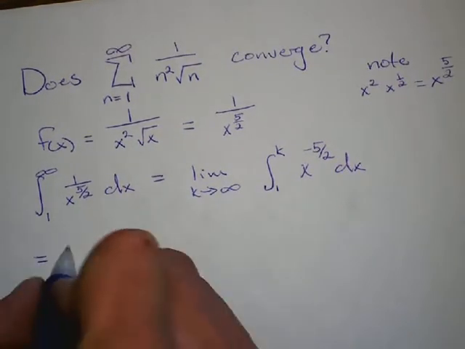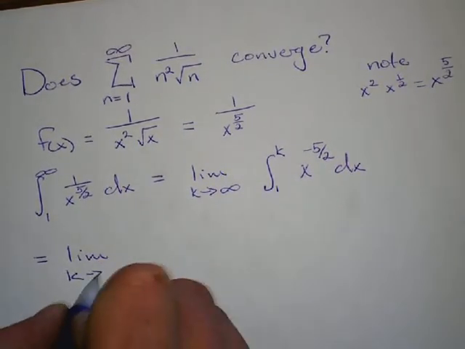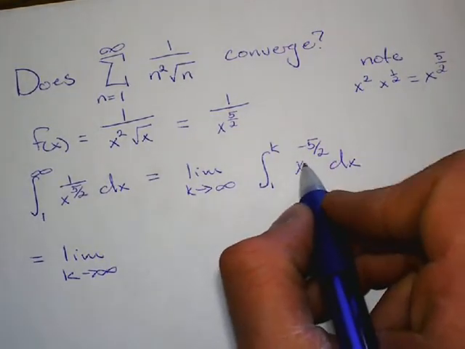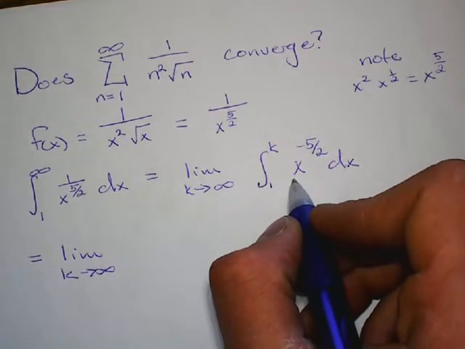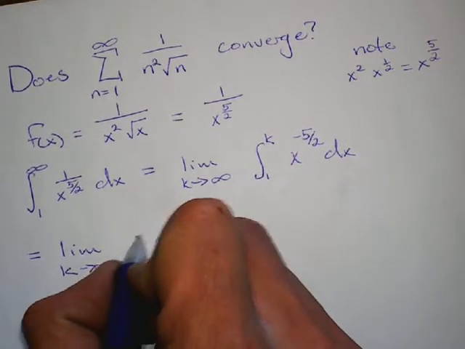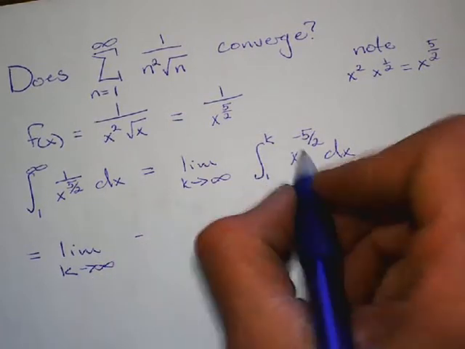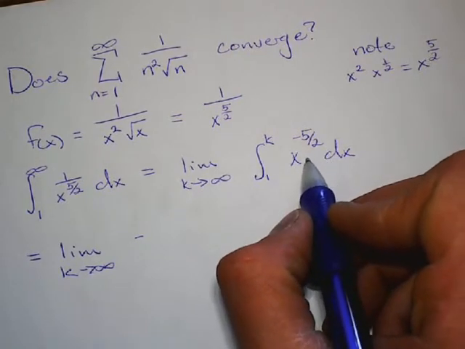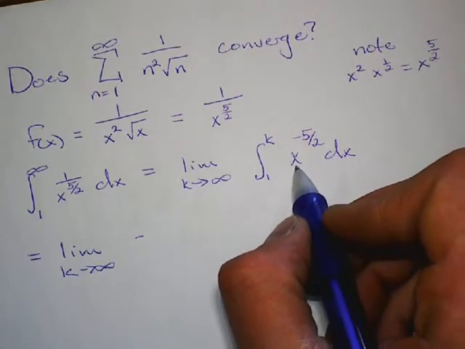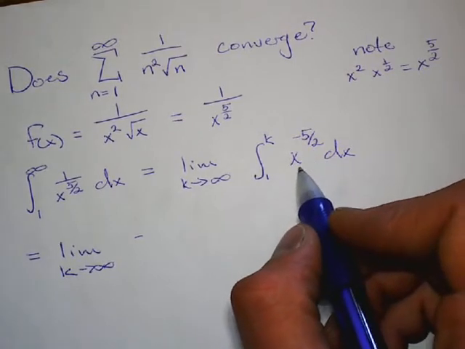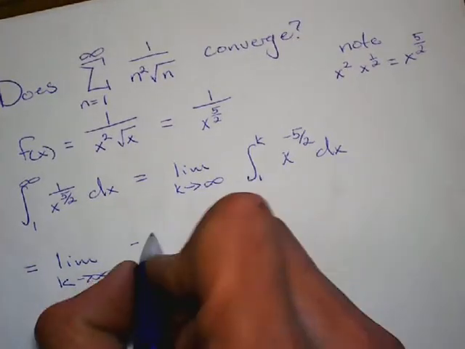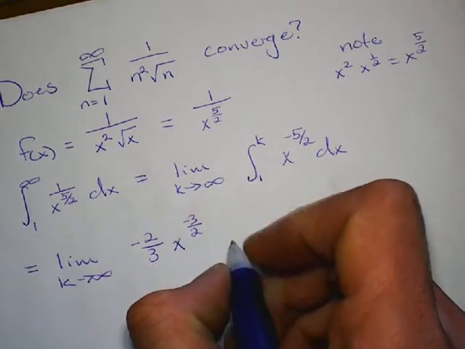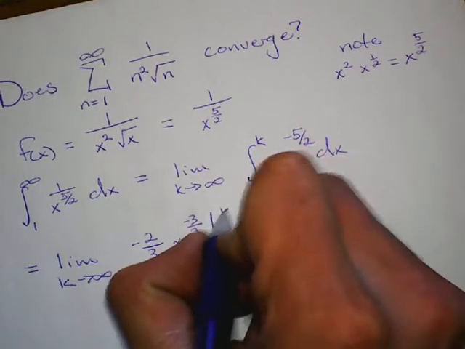So this is the limit as k goes to infinity. What is the antiderivative of x to the negative 5 halves? We need to first add 1 to the exponent. Negative 3 halves is going to be our power. So we multiply by the reciprocal of negative 3 halves, so negative 2 thirds, x to the negative 3 halves, evaluated from 1 to k.